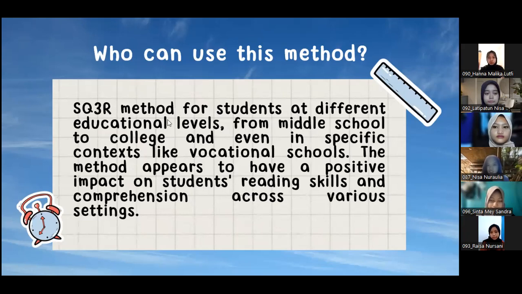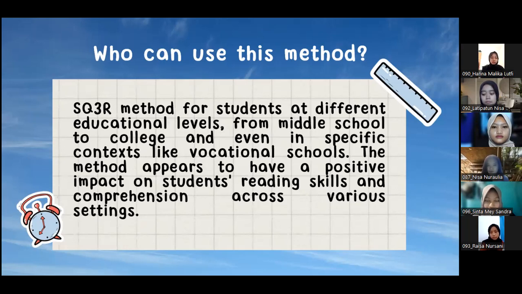Thank you, Marisa, for your clear explanation of what SQ3R is and who can benefit from using it. Now let's move on to Sinta, who will tell us about the principles behind SQ3R and how they relate to the information processing theory of learning. Sinta, the time is yours.